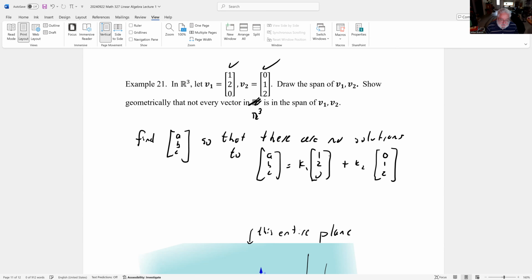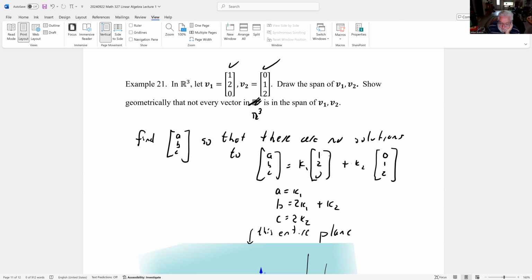And we can pull this together as saying A is equal to K1 plus K1. B should be equal to 2K1, Y component, plus K2. And C should be equal to 0K1 plus 2K2. So we've got 2 variables, K1 and K2, and we have 3 conditions. And so is it possible to pick A, B, and C so that not all 3 conditions hold?